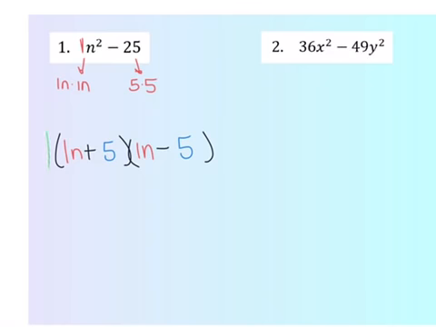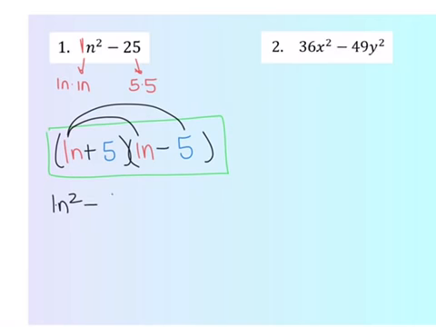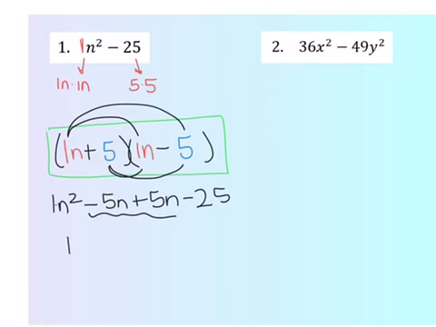Now, this would be my final answer, but you can always double check by foiling this back out and seeing if it gets you back up to the top. So I can do 1n times 1n, so I get 1n squared. 1n times a negative 5 gives me negative 5n. 5 times a 1n gives me a plus 5n. And then 5 times negative 5 gives me negative 25. Combine these two, a negative plus a positive. They cancel out, so I get 1n squared minus 25, which is exactly where I started from, so I know I'm on the right track.